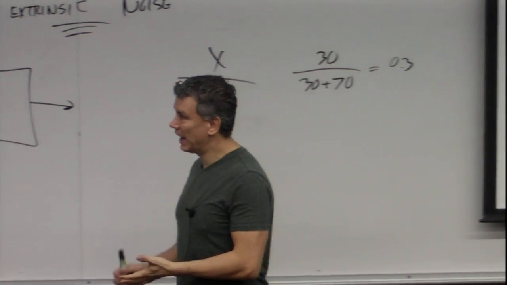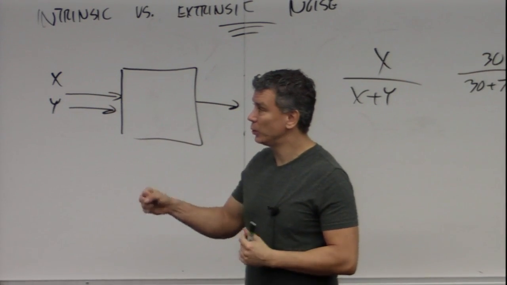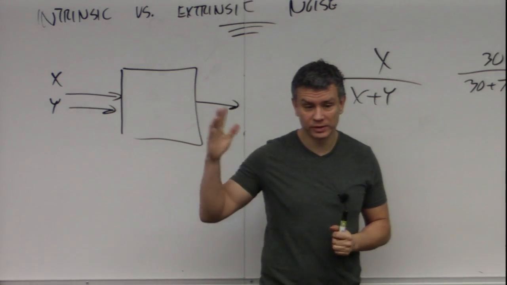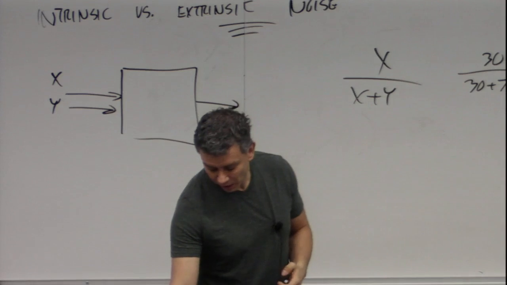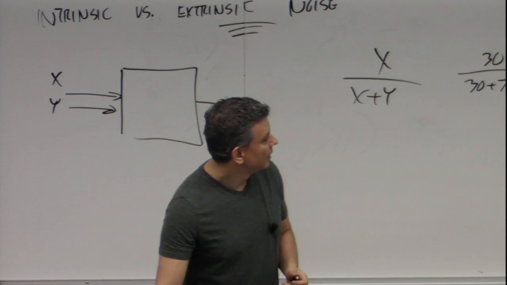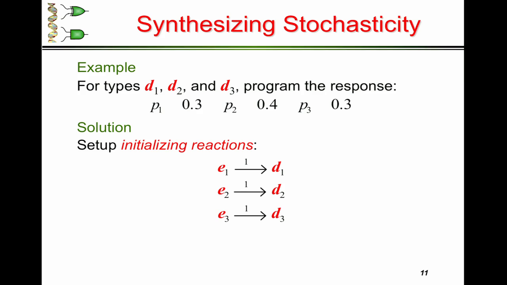But it means that we either want D1, or we want D2, or we want D3. And we want those with specific probabilities. So think of puffs, mutually exclusive puffs of the different types. So to do this, I'm going to introduce this as a sequence of reactions.